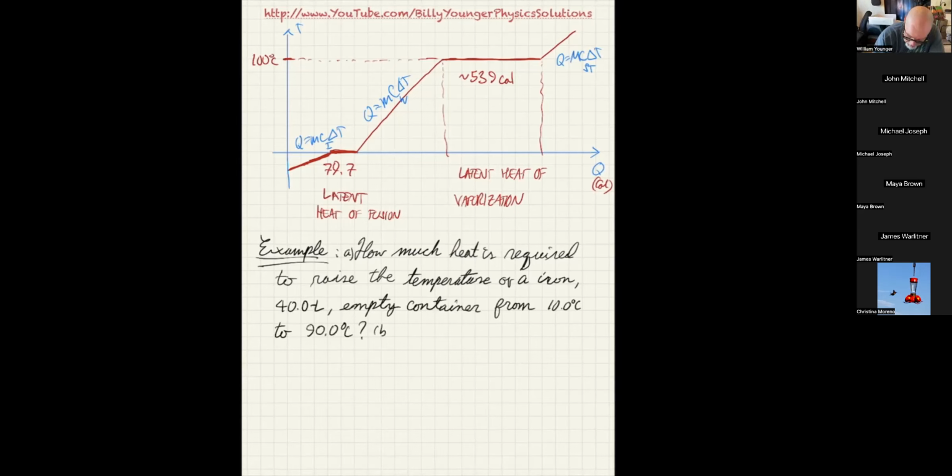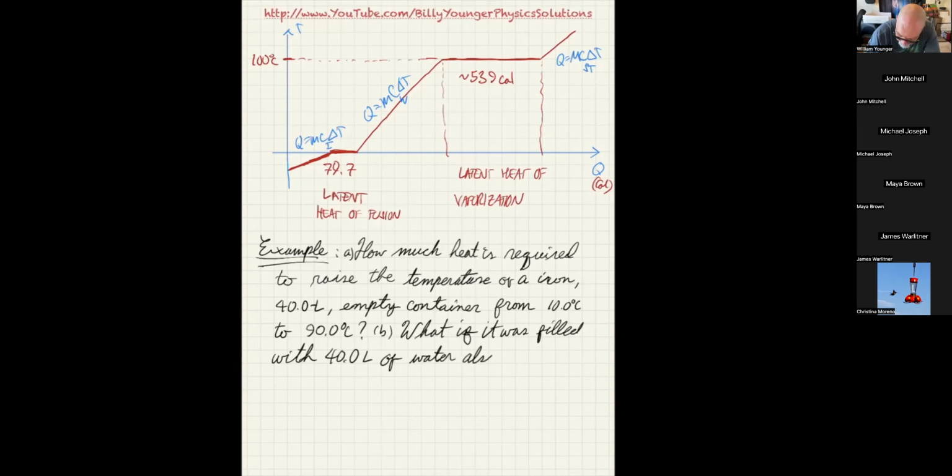And part B, what if it was filled with 40.0 liters of water, also at 10.0 degrees Celsius. Okay, so what we have is basically a big container made out of iron.